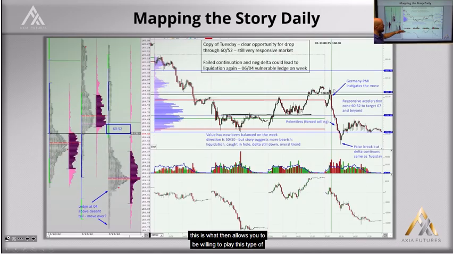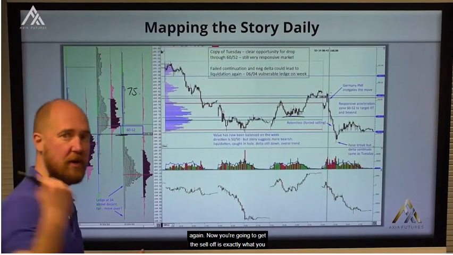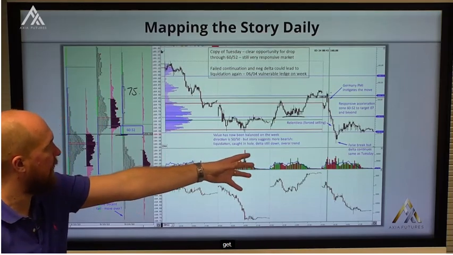This is what then allows you to be willing to play this type of move. Even after having seen it, bearing in mind to get down to 50, this is around about a 75 tick drop. So after seeing it go 75 ticks, many people won't be keen on trading that. But it's what's happened leading up to this that says to you, you know this is responsive trade. If those short time frame traders don't stop it again, now you're going to get the sell-off. And it's exactly what you get.